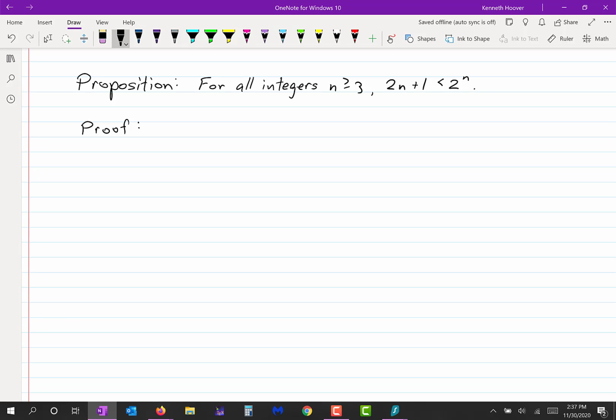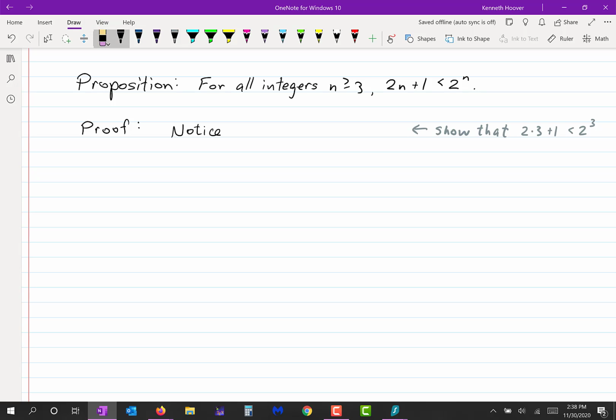Okay, so the first step is to show that, remember now, our base case here is 3 when n equals 3. So we need to show that 2 times 3 plus 1 is less than 2 to the power 3. That's what we need to show. Now, here's how most people write it, and it's not correct. They do this.